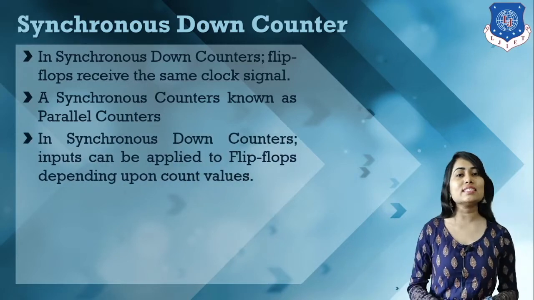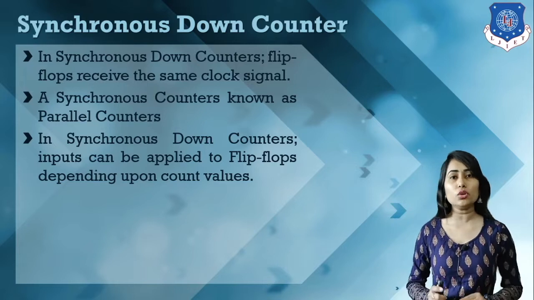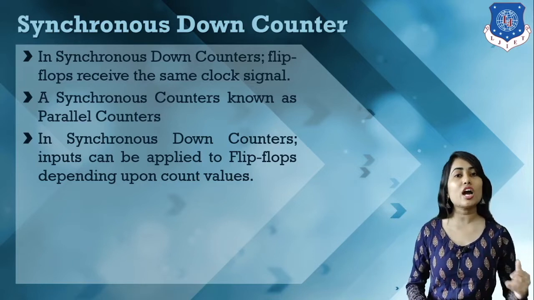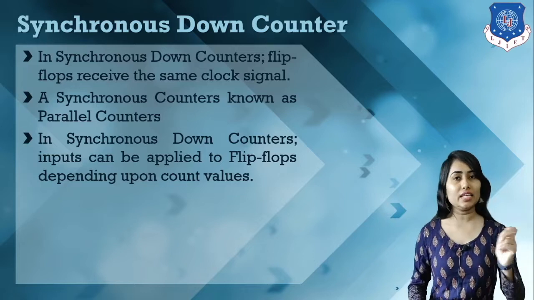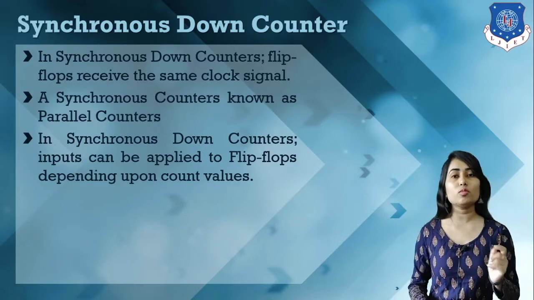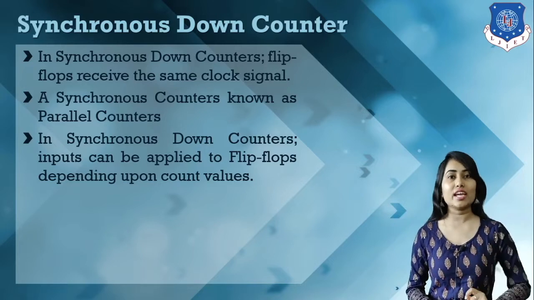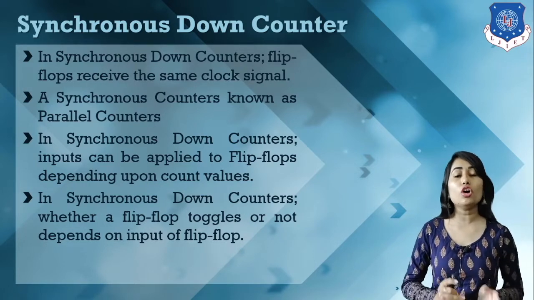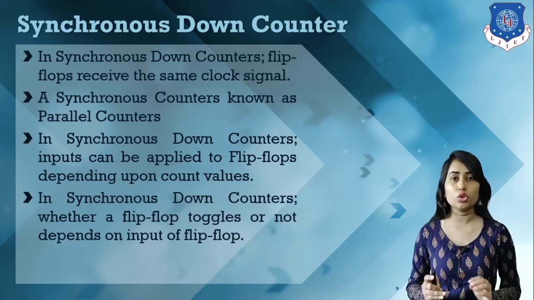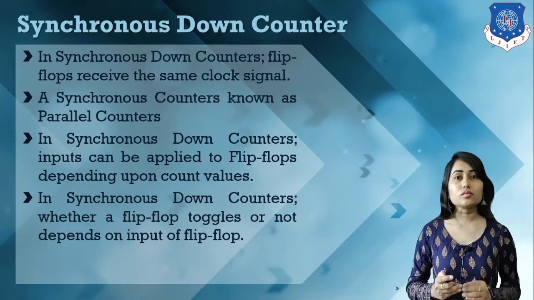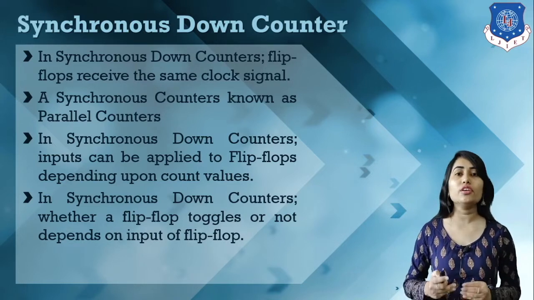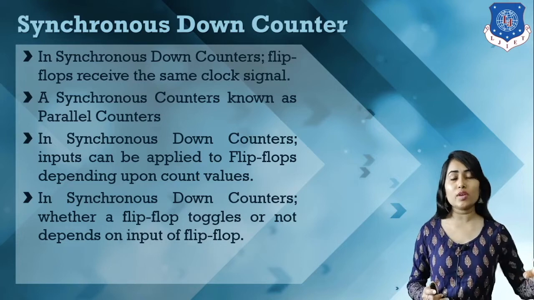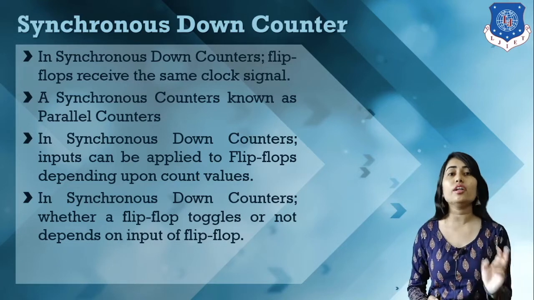Now, in this synchronous counter we have to apply input values to count the sequence. In a synchronous down counter, whenever we want to count in a downward direction, we have to apply inputs in such a manner that all flip-flops work simultaneously and count downward. Whether our flip-flops work in toggle mode or not depends on the flip-flops' inputs. The clock signal is fixed for all the flip-flops.